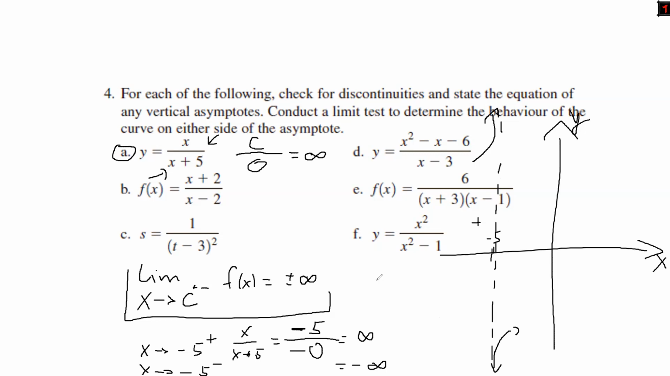It would be -5. So x equals -5. And how the function behaves on either side of the asymptote. It would be positive on the left and negative on the right.